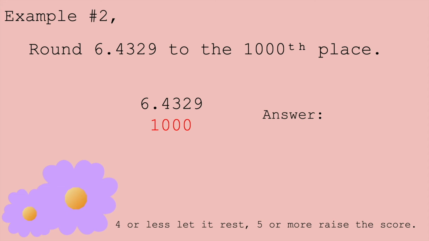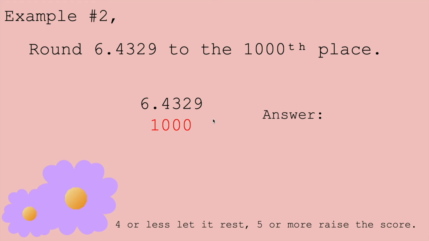Now this number is a little bit bigger, and now we're taking into consideration a lot more numbers than the other problems that we were working on. So again, I have my phrase at the bottom so that we can have that there for reference, and I place my value here, and then I put 1000 right under it so that I know what place I'm rounding to and what numbers I'm supposed to pay attention to.